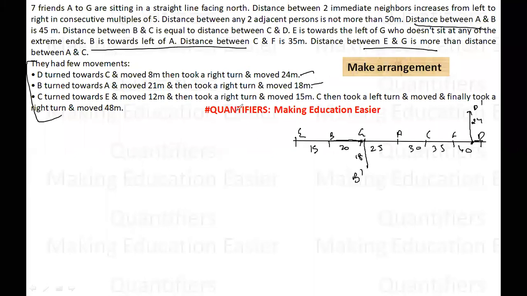C turned towards E and moved 12 meters. So reached somewhere here. And then took a right turn and moved 15 meters. Then took a left turn and moved some distance which is X, we don't know. And finally took a right turn and moved 48. So C dash. This is the final position of C.